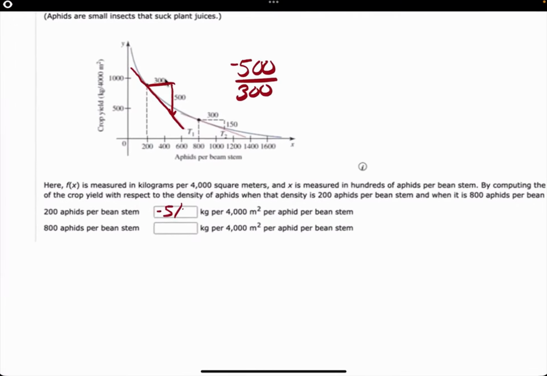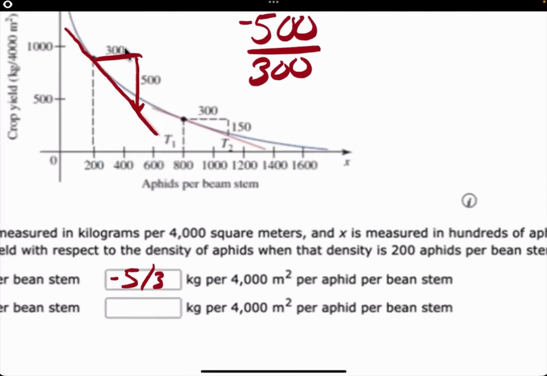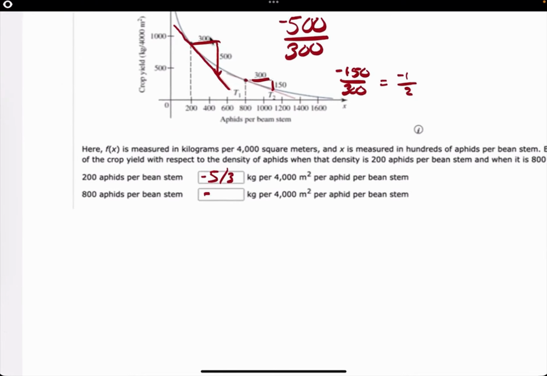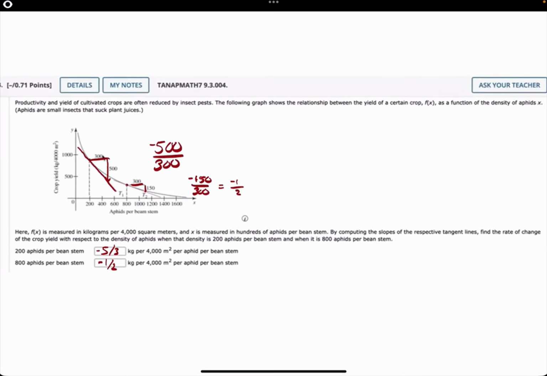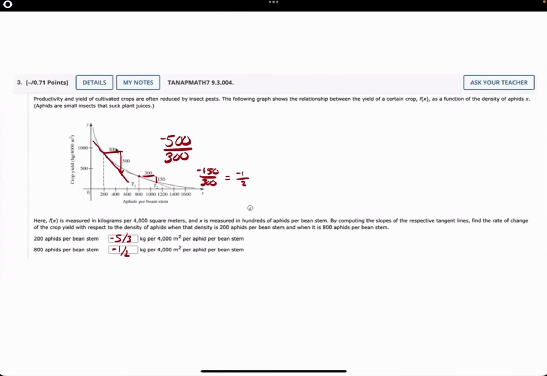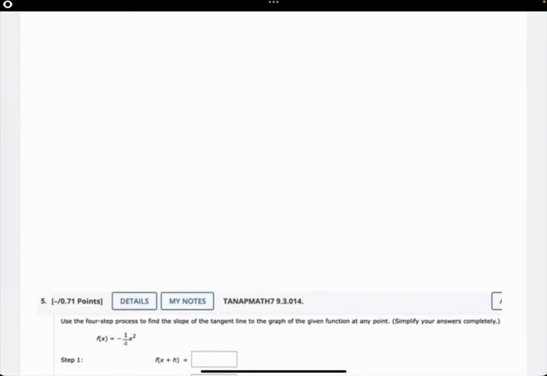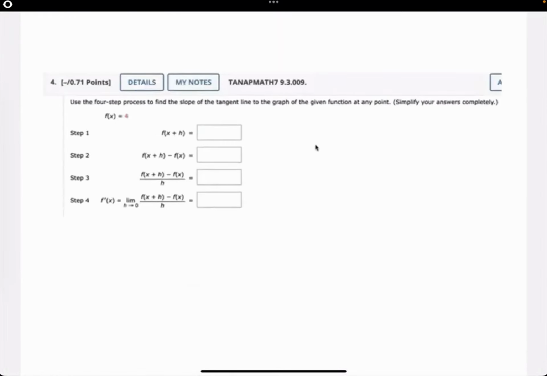If we simplify. Same deal. Here to here, we are going down by 150, running by 300. So negative 150 over 300 reduces to negative 1/2. So that's our answer for the second box. All right, that's number 5. Where's my number 4? There it is.